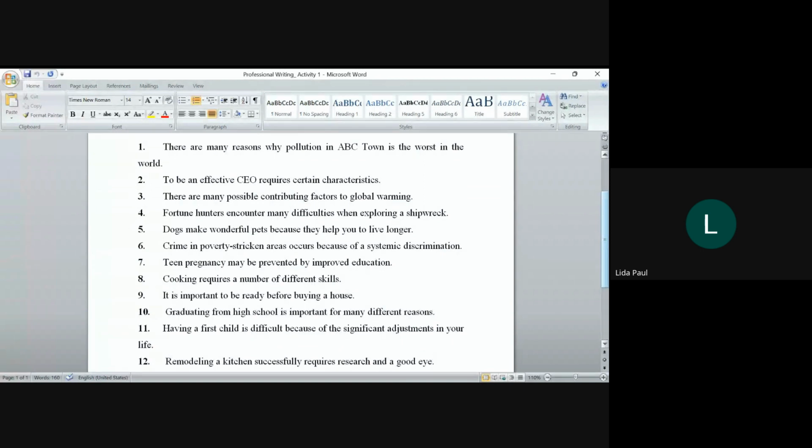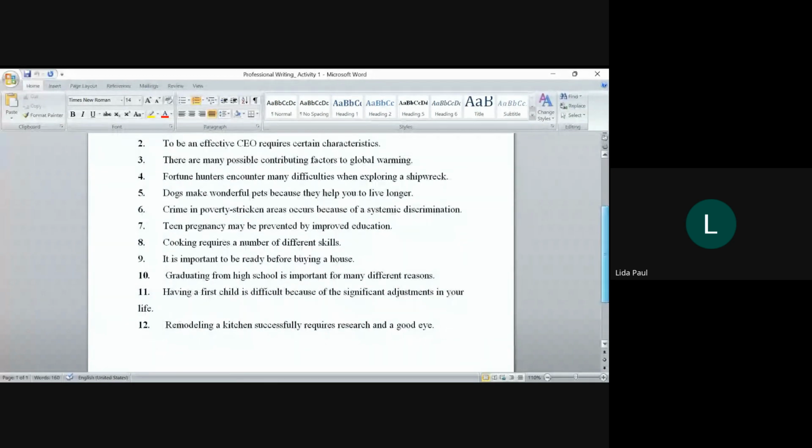Next one, it is important to be ready before buying a house. Topic? Buying a house. Correct. Okay. Now do you start getting how to do this? I think you've figured out how to get the controlling idea now, right? Yes, ma'am. Okay. Graduating from high school is important for many different reasons. Topic? Graduating from high school. Graduating from high school is important. Okay, that is the topic, and then the different reasons that you're going to give is your controlling idea.